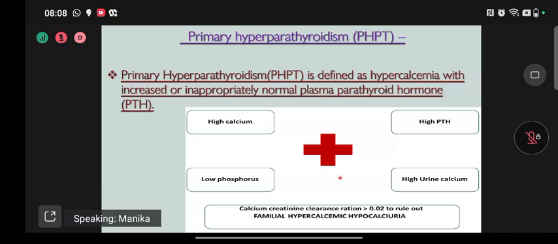So in PHPT, we have high calcium, high parathyroid hormone, high urinary calcium, and low phosphorus. Because PTH helps in the excretion of the phosphorus, and there is an increased level of the calcium. Thus, there is a high calcium and low phosphorus in PHPT. And the calcium creatinine clearance ratio is more than 0.02 in PHPT, while it is low in FHH.